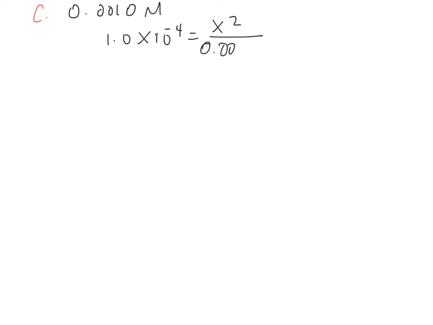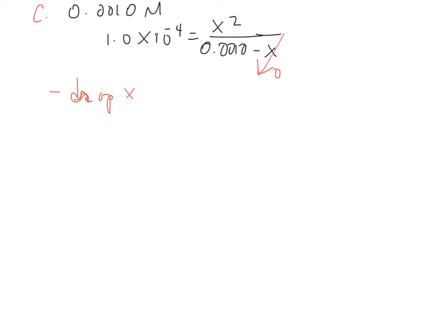So for part C, then we're looking at the concentration of 0.0010 molar, and we have 1.0 times 10 to the minus 4 is equal to x squared divided by 0.0010 molar minus x. So again, can we drop that x or not? And we'll first look at dropping x. Let's just try it and see.